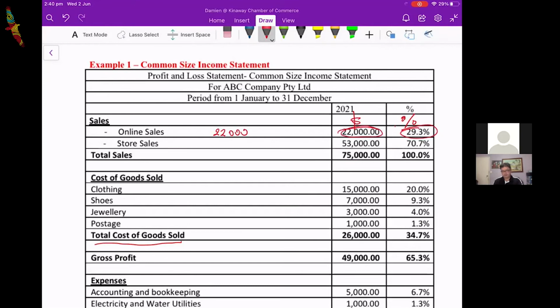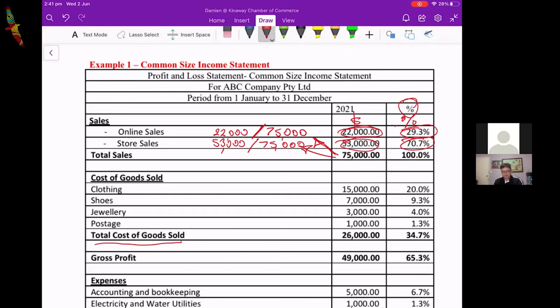So the 29.3% is the $22,000 divided by $75,000, which is our total sales. 22,000 divided by 75,000 gives us 29.3%. For the 70.7% for store sales, that's 53,000 divided by $75,000. So 53,000 divided by the total sales of 75,000 gives us 70.7%. So that's how we're coming to the percentages.